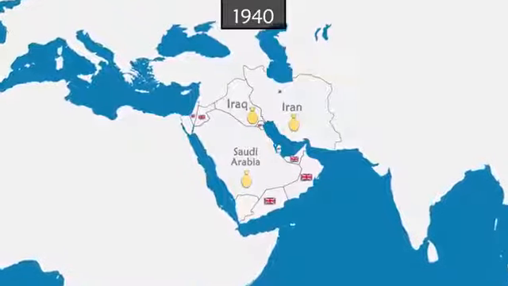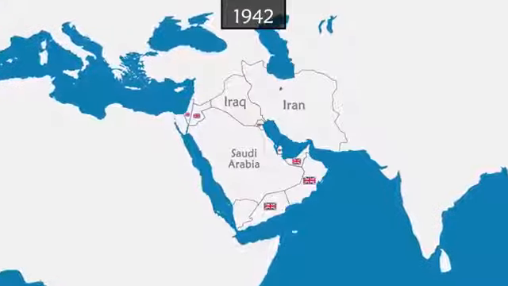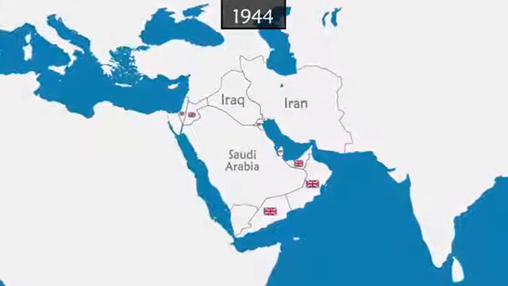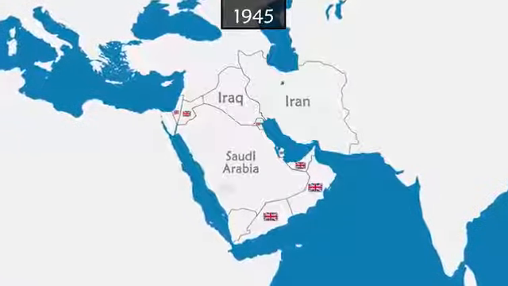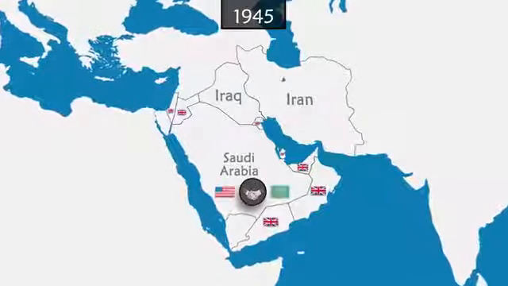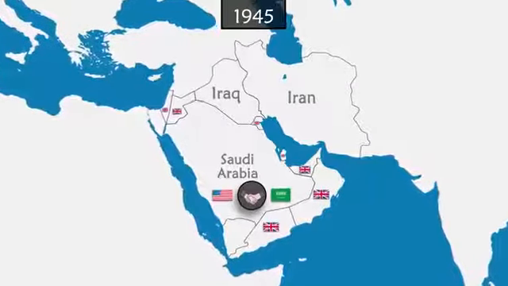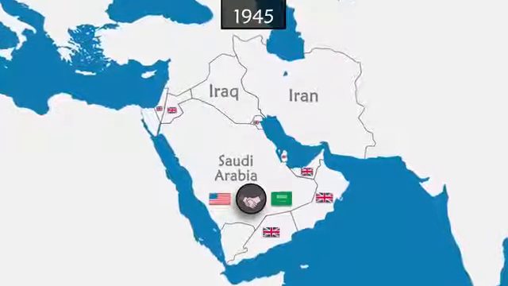During World War II, demand for oil skyrockets and the resource becomes a major international issue. At the end of the war, the United States signs an alliance with Saudi Arabia, guaranteeing security of the country in return for privileged access to its oil.